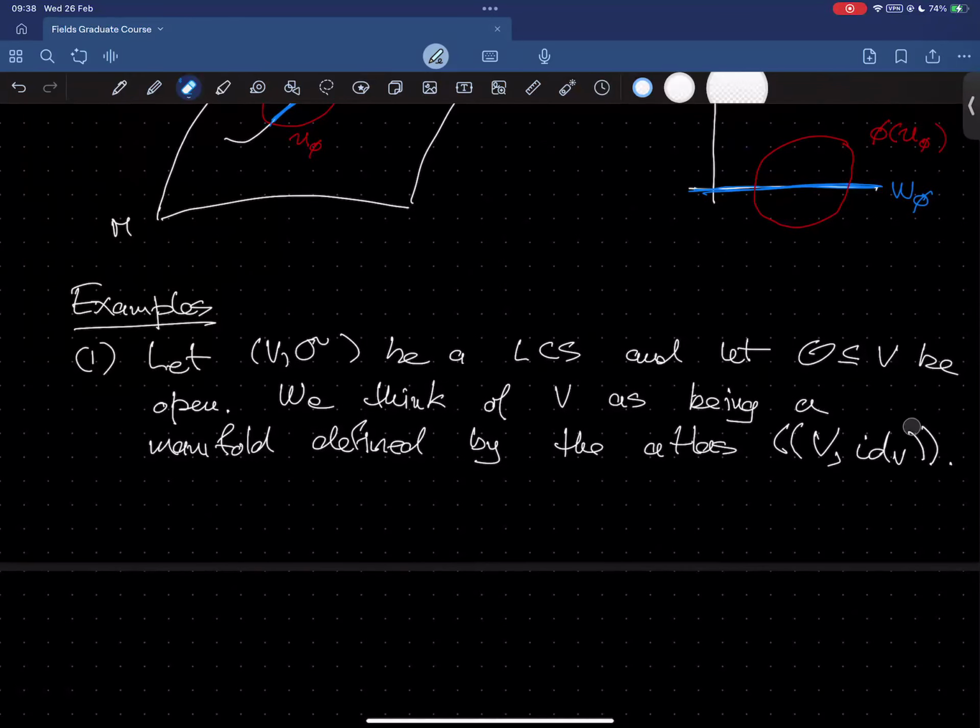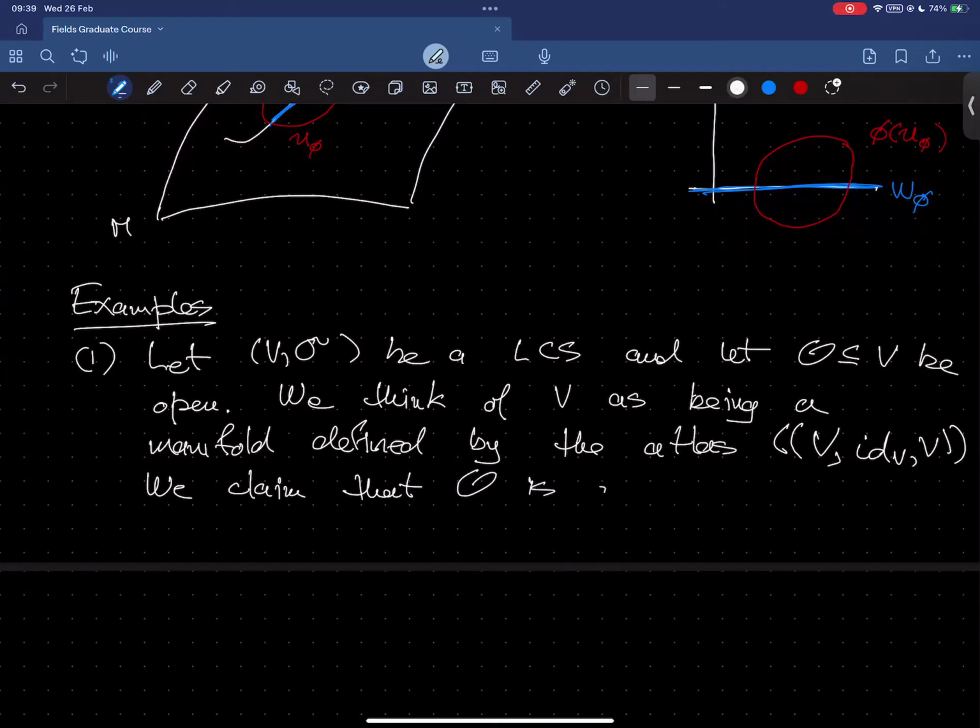And so my charts, I should be consistent with my charts. So a chart is a U phi, a phi, and a V phi. All right. Okay. So we claim that the open set O is a submanifold. Okay. So what's the definition?